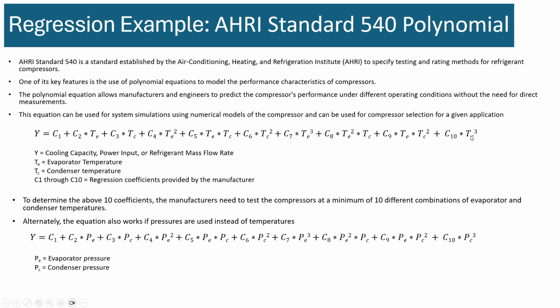It's a third degree polynomial in the sense that the highest power here is 3, and you have cross terms, so sometimes you have TE times TC squared. If you have an equation like this, and a data set of temperatures, you also have the cooling capacity, power input, or the refrigerant mass flow rate, which are the performance parameters.